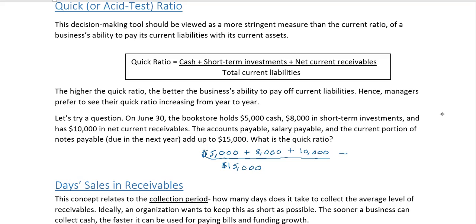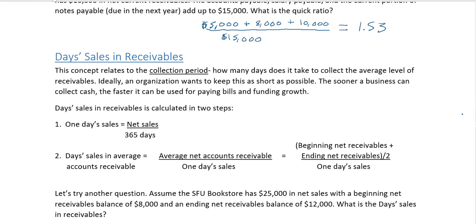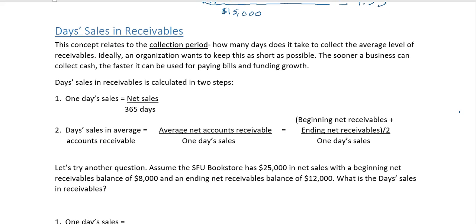So once you add up your three assets at the top and you put your current liabilities at the bottom, you should get a quick ratio of 1.53. Next, we have day sales in receivables. This concept relates to the collection period. How many days does it take to collect the average level of receivables? Ideally, an organization wants to keep this as short as possible. The sooner a business can collect cash, the faster it can be used for paying bills and funding growth.